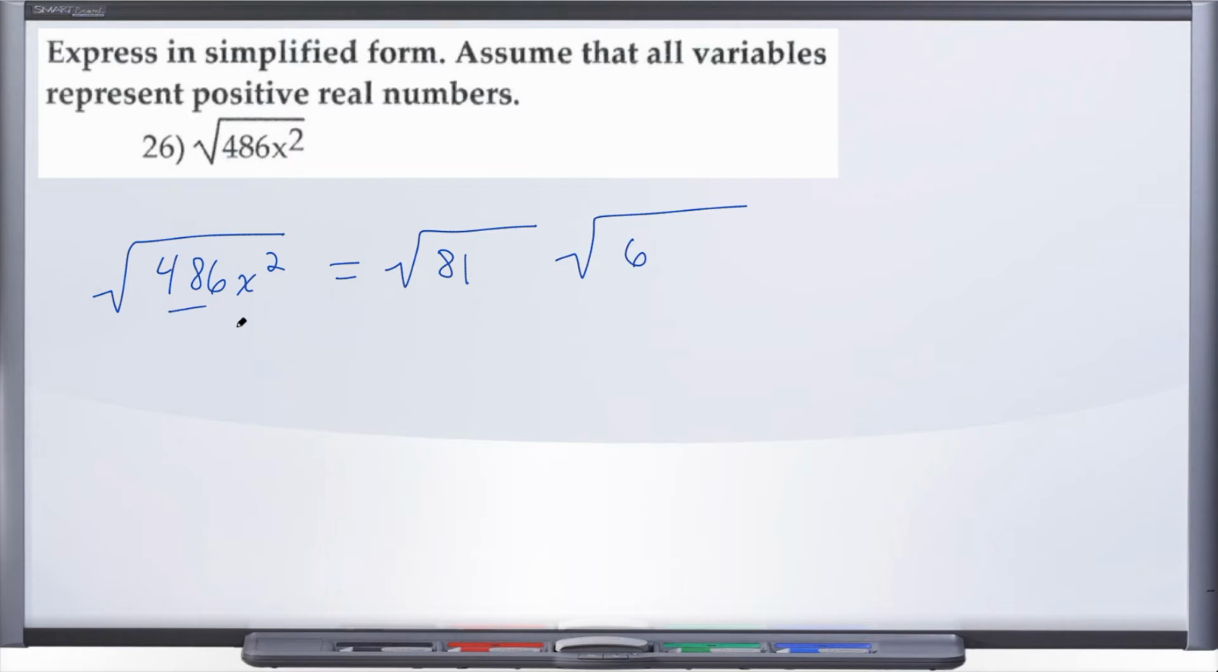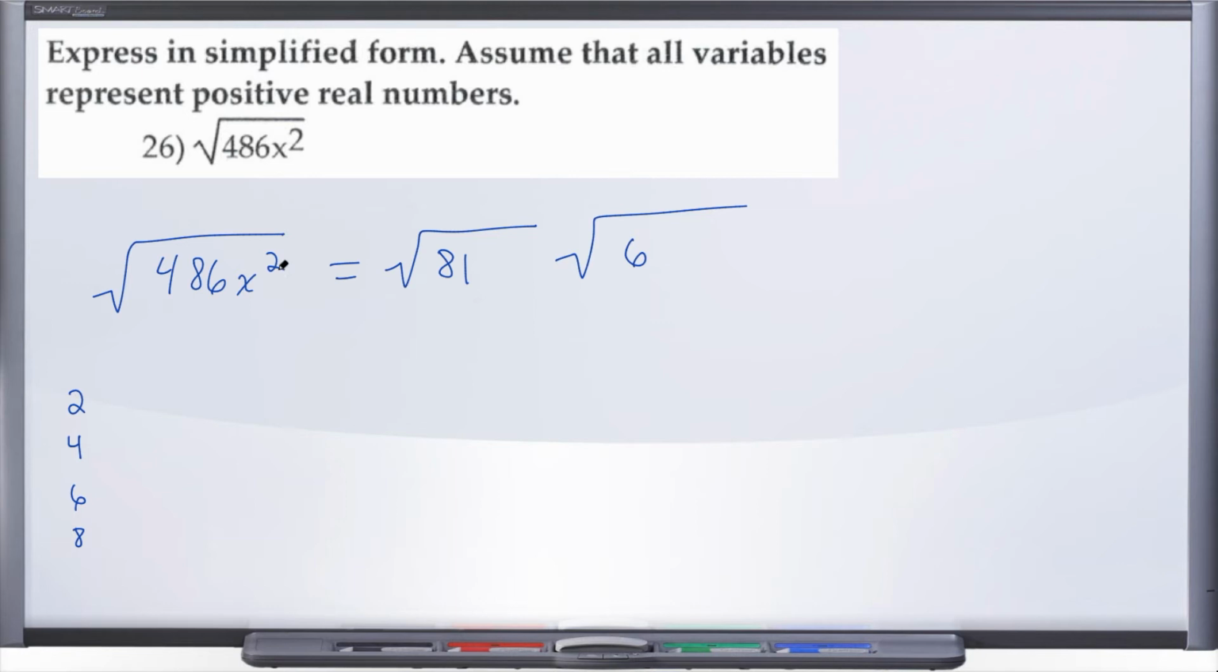Now that we've broken the number part, our coefficient, down into 81 and 6, let's take a look at our x squared. This is the first time that we've been introduced to a variable under our radical. When you're working with a variable and an exponent, you want to go back to your index, which in this case is 2, and start thinking in multiples of this index: 2, 4, 6, 8, etc. Then go back to your exponent and ask yourself, is this exponent a multiple of my root? In this case it is.